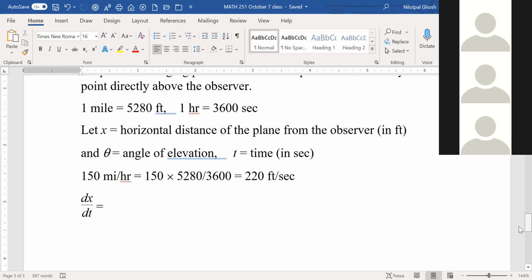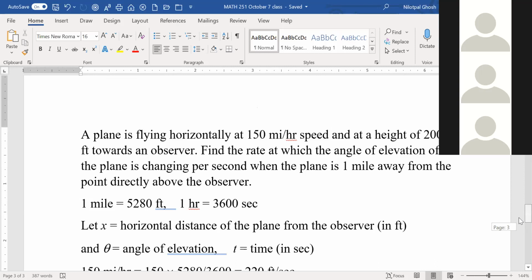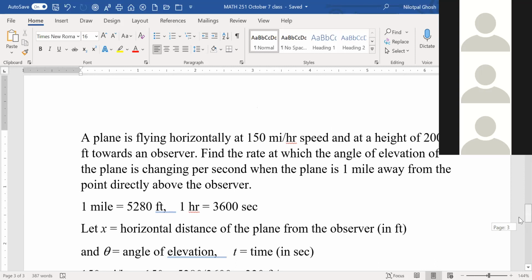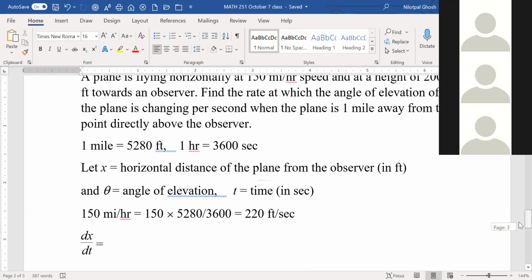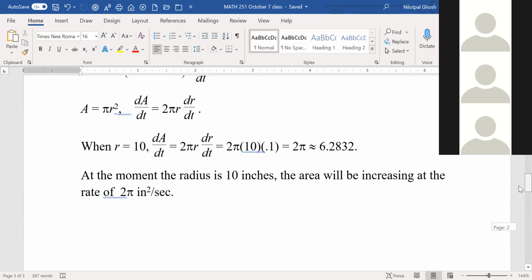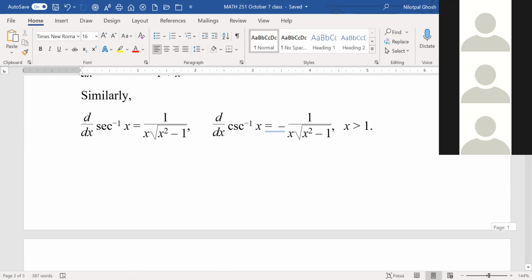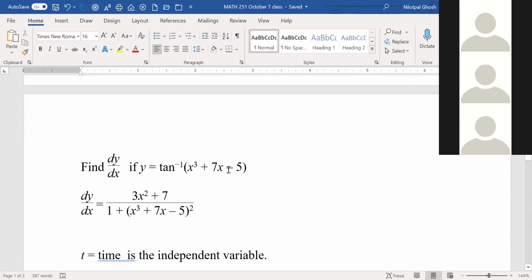What is dx dt? The dx dt is the rate of change of the horizontal distance. Because the plane is flying horizontally, right? So the rate of change of x is the speed of the plane. Correct? Yes. So you think is it 220 feet per second? Shall I write 220 there? I'm going to say yes. It looks like it, right?